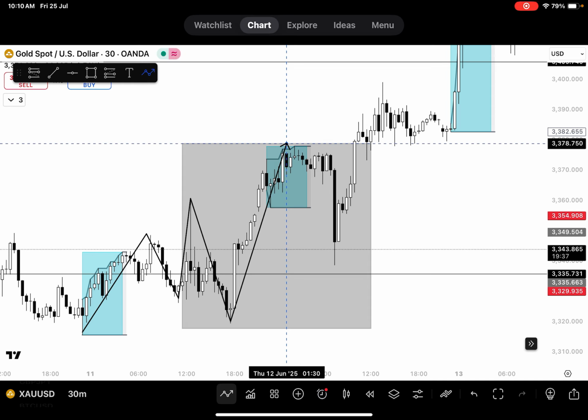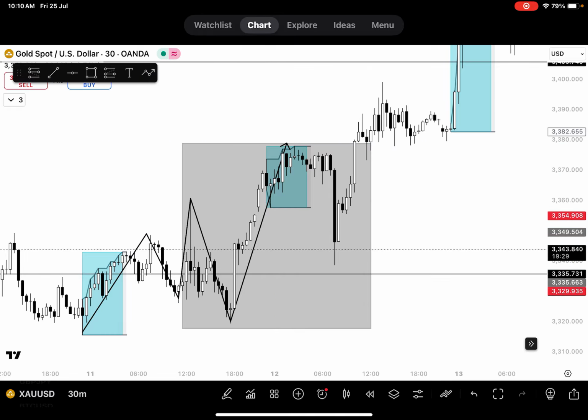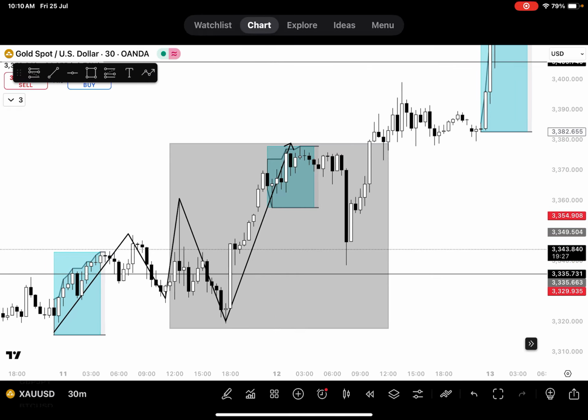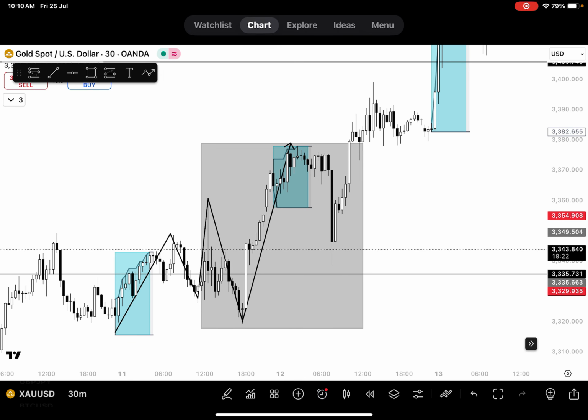Created another higher high here, another higher high here, and that's it. So if you look at this very well, you are going to see that we have what? A lower low here. We have a higher high. We have a higher low, another higher high, and we still have another higher low here, and another higher high at the top there.